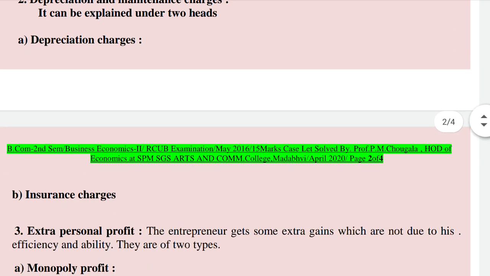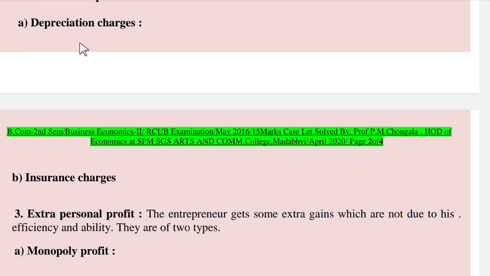Which are these? First of all, depreciation charges. What are depreciation charges? Depreciation charges are an item of expenditure undergone in the process of production. The depreciation undergone by machinery and plant during the process of production is an item of expenditure and as such should be deducted from gross profit to arrive at net profit.